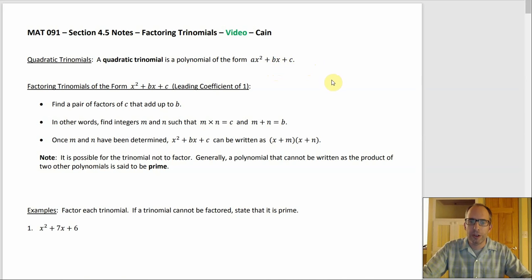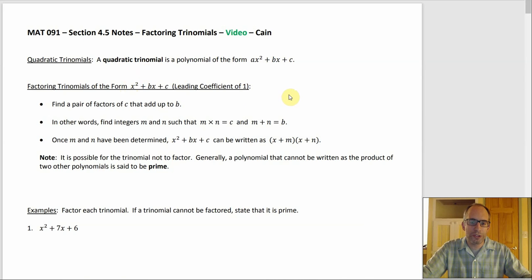So the first natural way to start is if the coefficient of the leading term is a 1. Notice how the x squared doesn't have an a here. If you want to think of it, a is 1 in that case, because these are going to be more straightforward than if the leading coefficient's not 1.